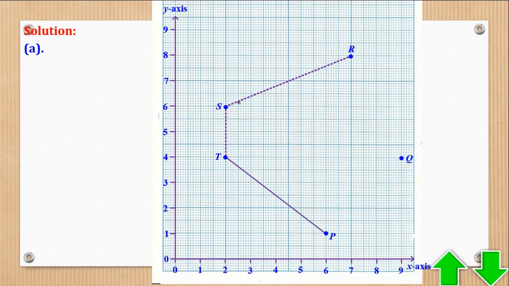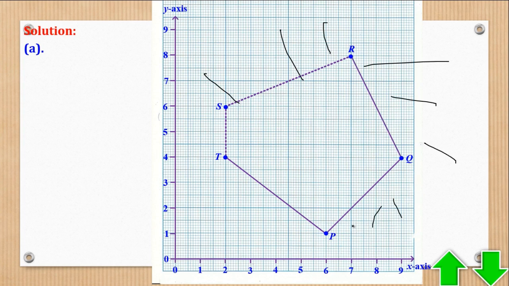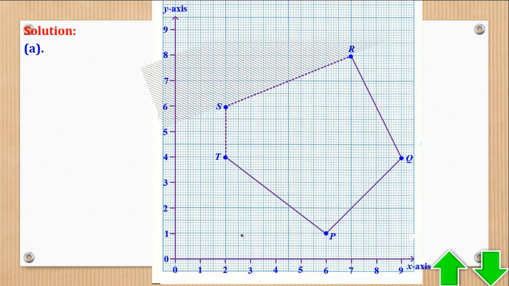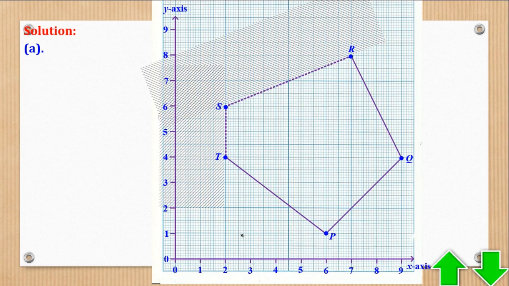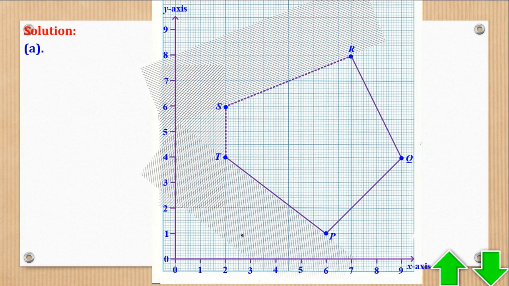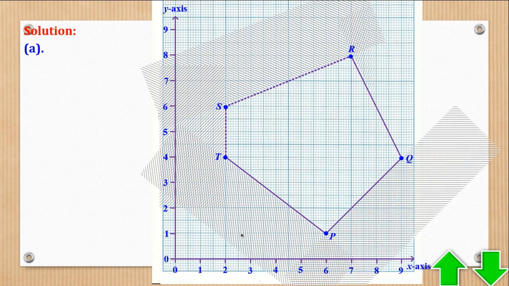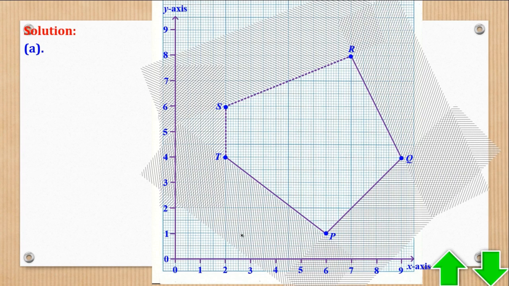So from T to P, from P to Q, and from Q to R. Because it is a feasible region, it means that the unwanted part is the whole of this area. So I shall do that. We shall shade that as the unwanted. Let's start with RS, then ST, then TP, PQ, and lastly QR. So that's what they wanted us to do in part A.